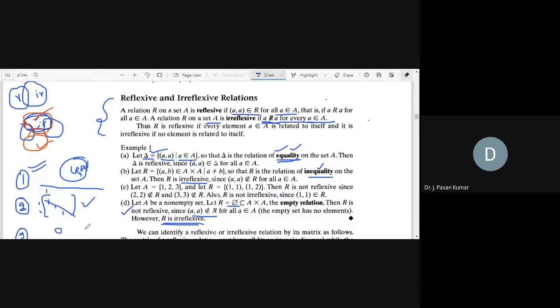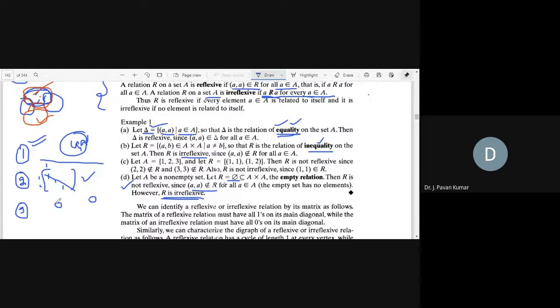Suppose we are having several vertices in the digraph. A comma a belongs to R, in the sense how will we indicate it in the digraph? A comma a belongs to R means we will be having a self loop. Yes or no? Similarly, B comma B belongs to R means we will be having a directed edge from B to B itself. Similarly, C to C will have a self loop. Similarly, D to D will have a self loop. Yes or no?